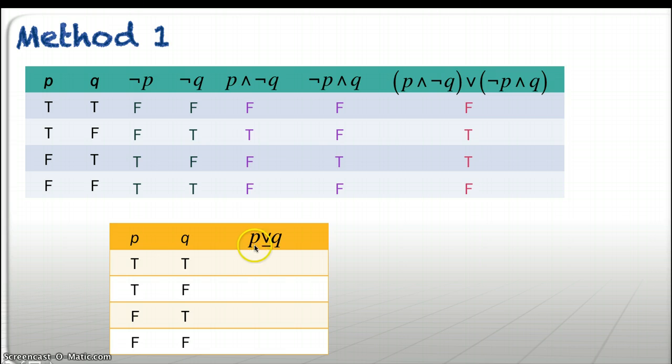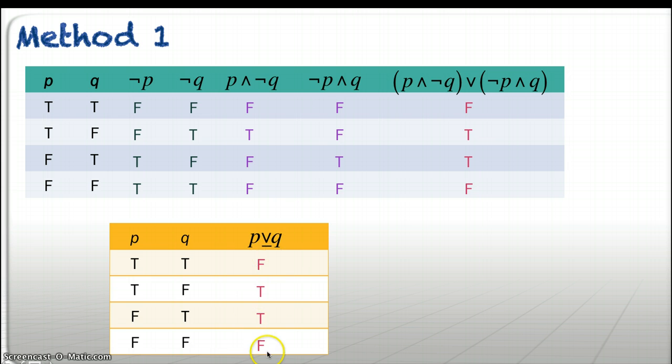Now let's have a simpler compound statement, P, but this time it's an exclusive disjunction, Q. We will read this as P or Q, but not both. For true and true, you'll have false. For true and false, we have true. False or true is still true, and false or false is false.